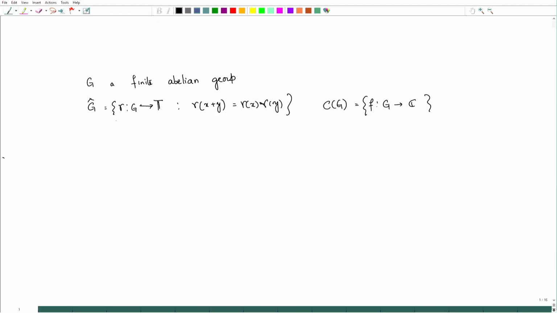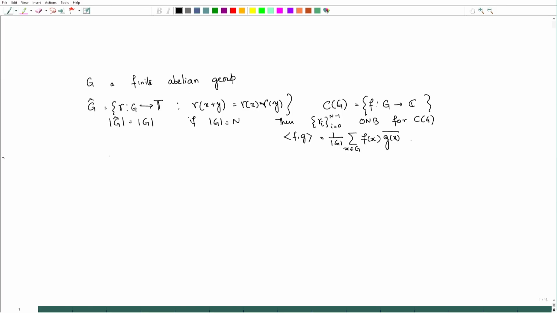G. Then what we have shown is that the number of elements in G hat is the same as the number of elements in G, and if the number of elements is n, then let us say gamma i, from 0 to n minus 1, are all the characters of G, and they form an orthonormal basis for C G, with this inner product: f comma g is equal to 1 over mod G, summation over x belongs to G, f of x, g of x bar.